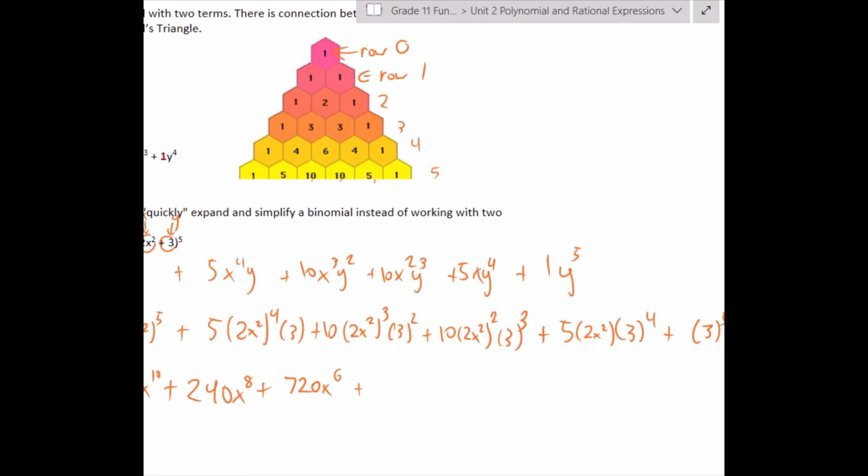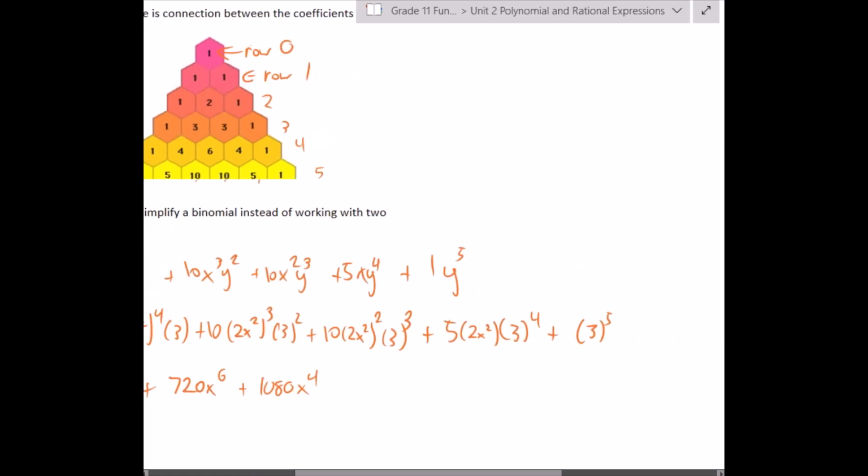Moving on, we now have 5 times 2, and that's times 3 to the power of 4, which is 81. So 81 times 10, that's plus 810x². And finally, 3 to the power of 5, that's plus 243. And you'll see there's no like terms which you can combine here. That is our full expansion using Pascal's triangle.